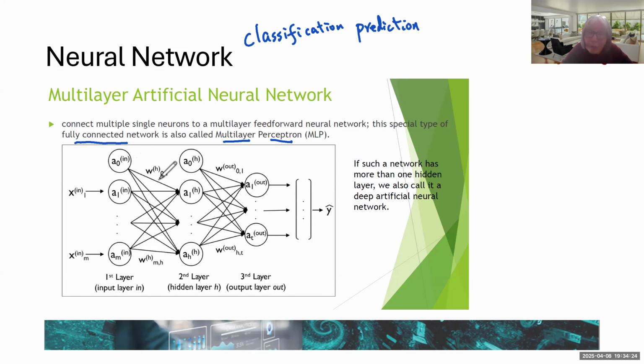And for each connection, you assign a weight on it. So here's W01, and in this case it's W02, so 0 connected to 2. For this one, it's W0H, so it's connected to the H neuron in the hidden layer. So each of these lines basically represents a weight. And the same thing for the next neuron. So that's about the hidden layer.